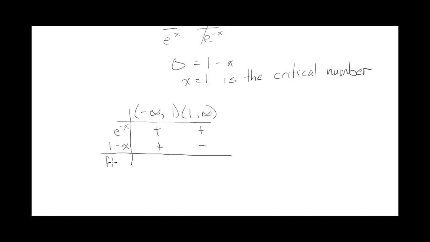So f prime of x is positive and then negative, which means it goes from increasing to decreasing. So this is a maximum. Now you might say local maximum, which would be okay at this point. This one's actually what we call an absolute maximum, because it just goes straight from increasing to decreasing. It doesn't start increasing again.